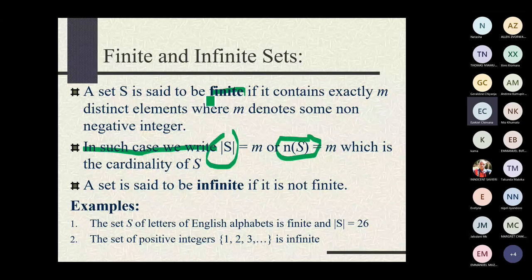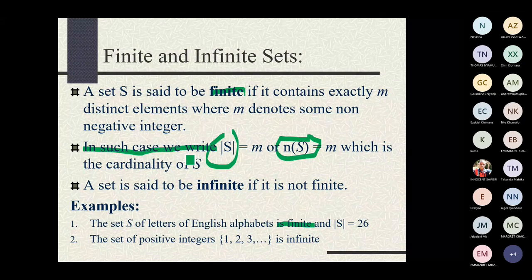So a set is said to be infinite if it is not finite. So in other words, if it is an endless set, you can call it infinite. For example, the set S of letters of the English alphabet is finite. Why? Because we only have 26 letters. So here we can actually find the total number in that set S.